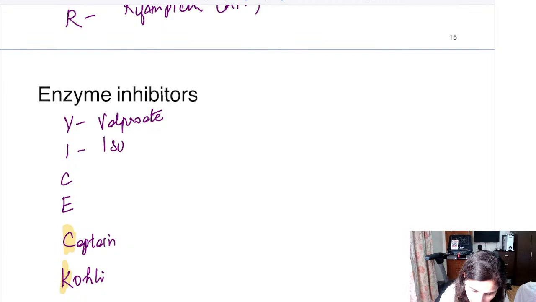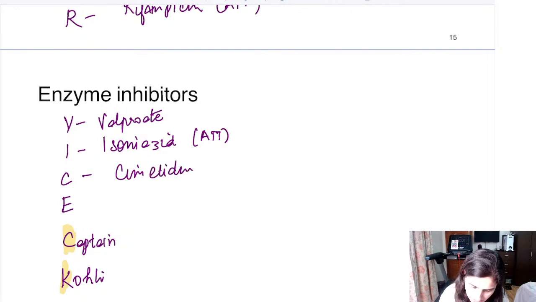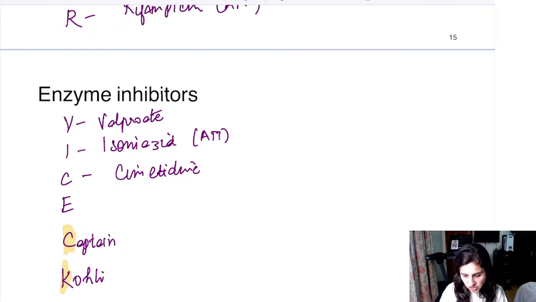I से isoniazid, ये भी एक anti-tubercular drug है, rifampicin inducer है, isoniazid inhibitor है. C से cimetidine, this is an H2 blocker, ठीक है, which is not used now because it has the problem of causing Torsades de pointes, heart arrhythmias. Cimetidine use नहीं करते, अब हम ranitidine, famotidine वो वाली drugs use करते हैं. But cimetidine is an example of an enzyme inhibitor.